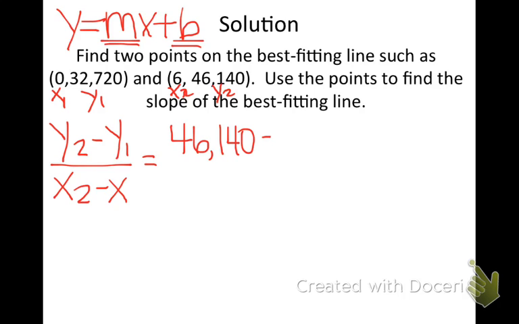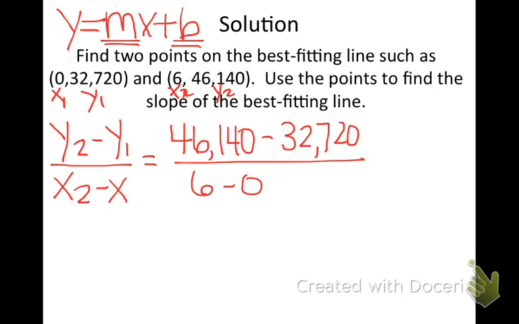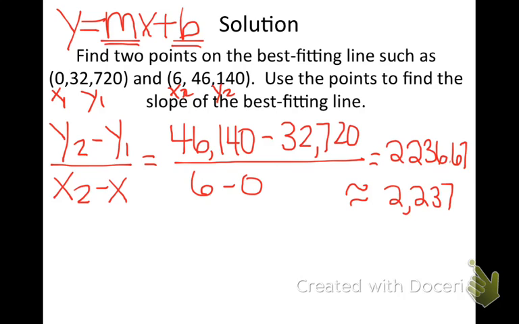46,140 minus 32,720 over 6 minus 0. This is going to give us about 2,236.67. I'm going to round that to 2,237. This is what our slope is.